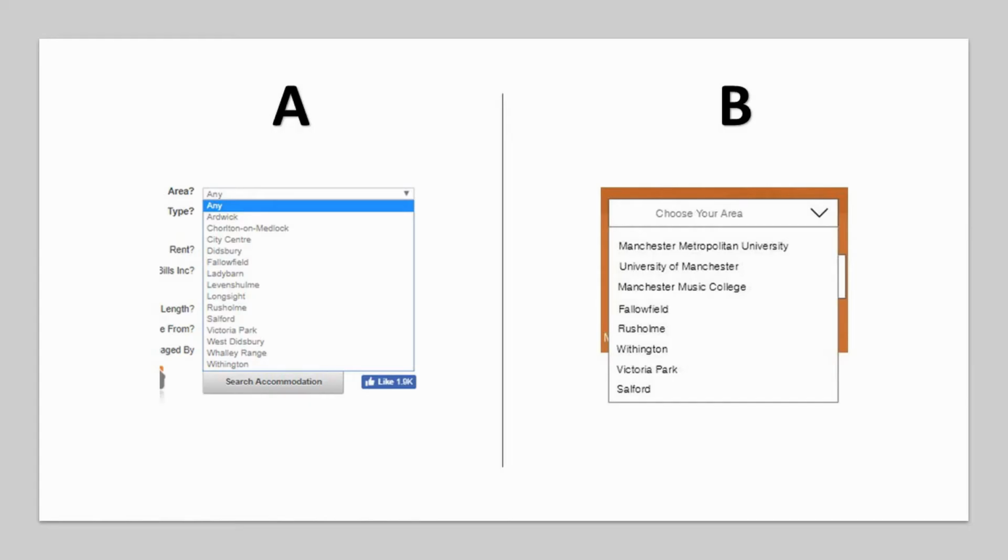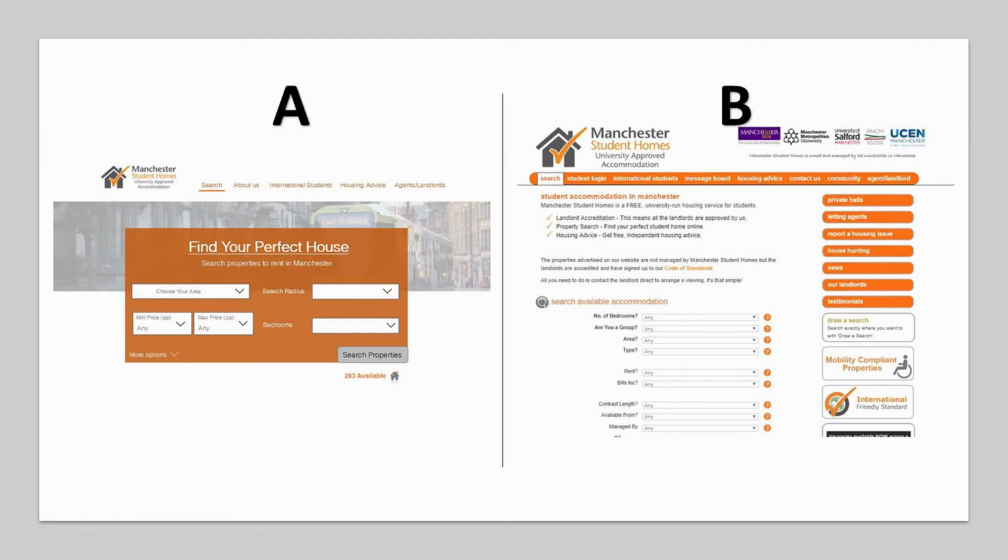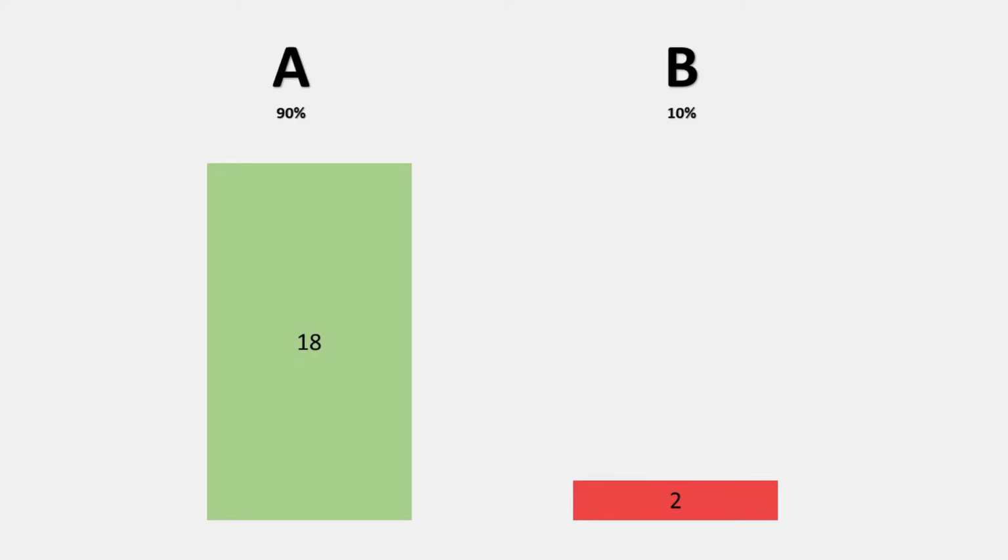The second test is the drop-down box design, A being the old design used by Manchester students' homes. 14 out of 20 respondents favoured the new design I have recommended. The third test focuses on the overall appearance, colour scheme and aesthetics of the design. A being the new proposed design. A huge 90% of participants preferred the new design, something I will certainly use in my recommendations.